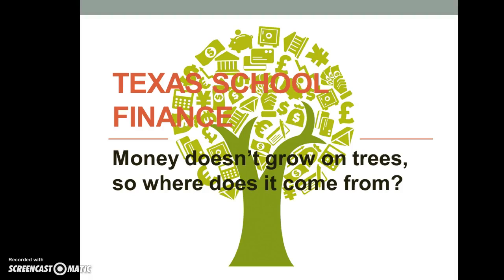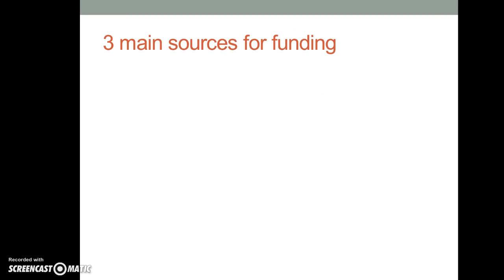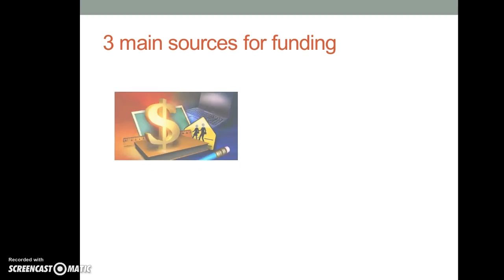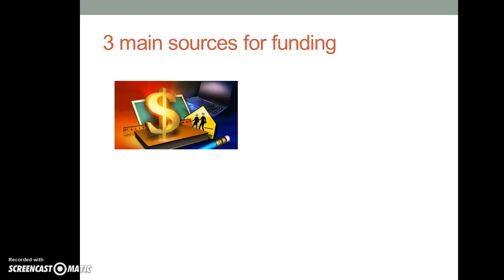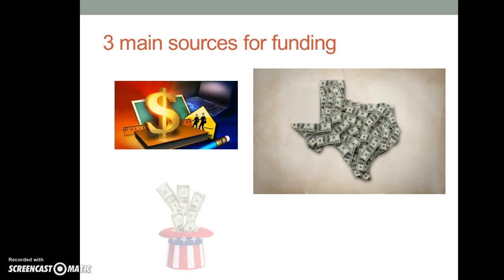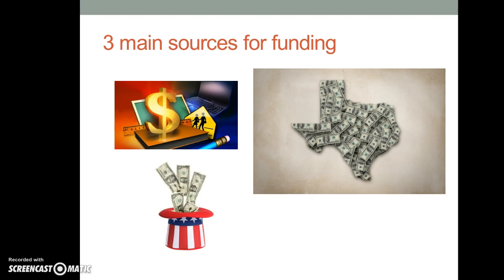Texas school finance. Money doesn't grow on trees, so where does it come from? Where do districts get money to educate students and pay the faculty and staff? The purpose of this screencast is to explain state and local funding of Texas schools. There are three main sources of funding: local school district property tax, state funds, and federal funds.